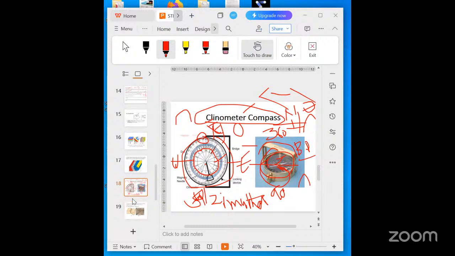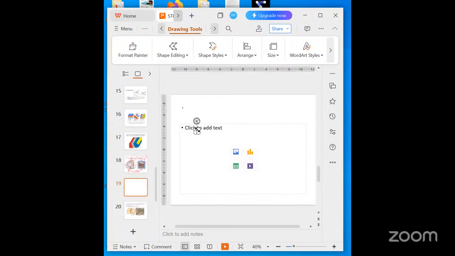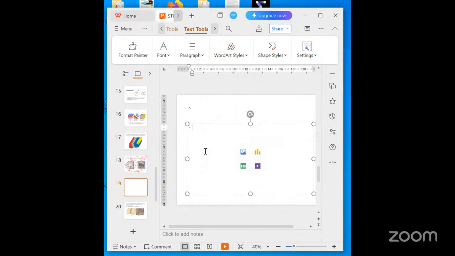Now, we're going to rock structures. Rock structures are broadly divided into three types. First one is planar structures. Second one is linear structures. And third one is folds and faults. So first, we will see them one by one.